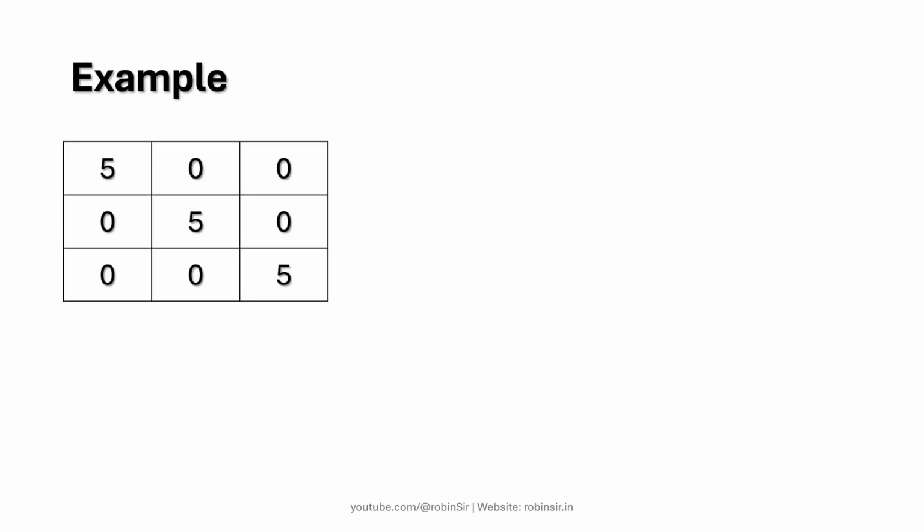So here you can see I have a 3 by 3 matrix. It's a square matrix, and if you look at the left diagonal, each and every element is identical in the left diagonal, and rest of the blocks are filled with zeros. So that's an example of a scalar matrix.